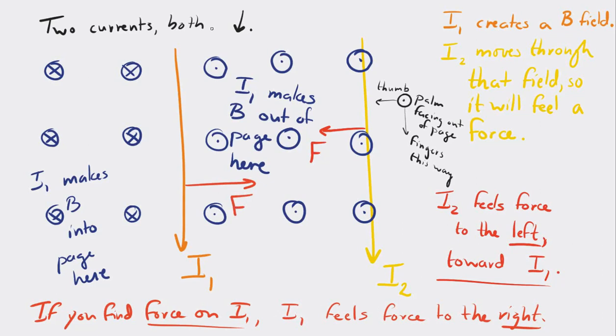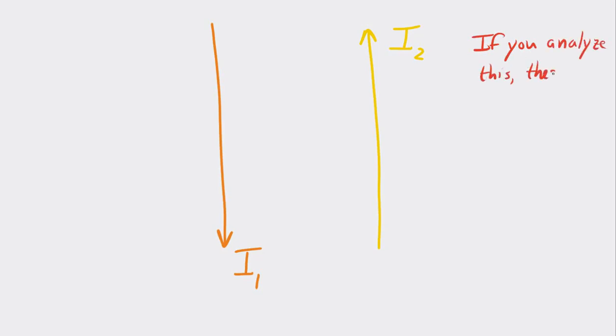And you can also look at a situation where the two currents are traveling in opposite directions, or what we would call anti-parallel, where one is moving toward the bottom of the page and then one is moving toward the top of the page. If you do that, and you go through all this reasoning, what you would find is that those two currents would repel each other.